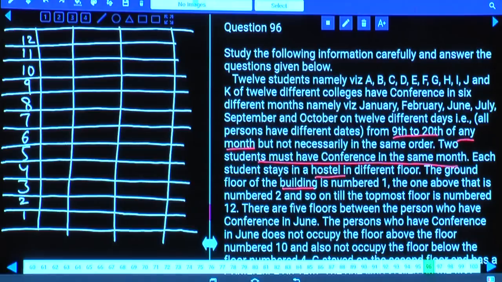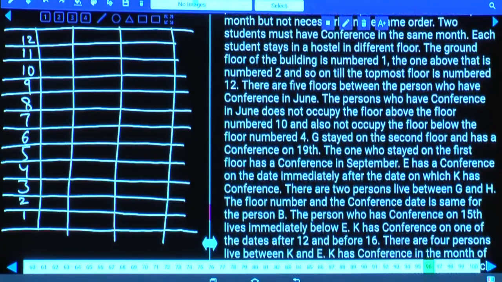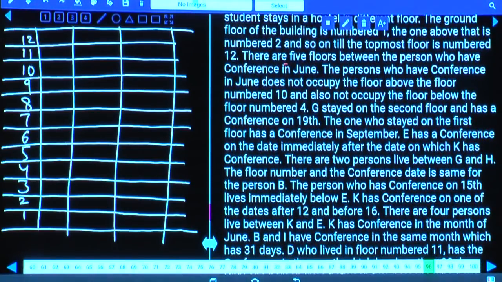And the one above, that is number 2 and so on, there are 5 floors between the floors. There are 5 floors between the persons who have conferences in June. In June, how many persons attend? 2 persons. There are 5 floors between the persons who attended in June, and June does not occupy a floor above number 10. Hence that June cannot be above this 10, and also does not occupy a floor below number 4.